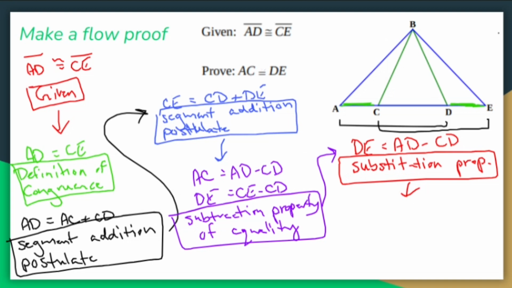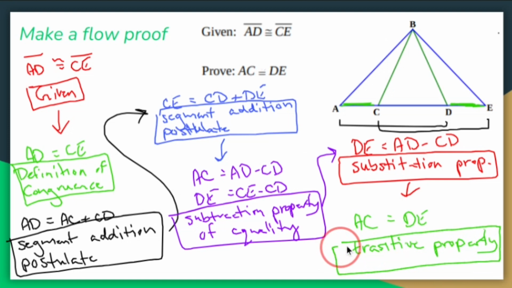Now my last step is, now that I know that DE is AD minus CD, and AC is also AD minus CD, that means that AC and DE are the same. AC equals DE. And I could use the transitive property. I could use the substitution property. I haven't used the transitive property yet today. By the way, the transitive property says that if A equals B and C equals B, then A equals C. That's the transitive property. So that works here. Transitive property of equality. I am done my flow proof.